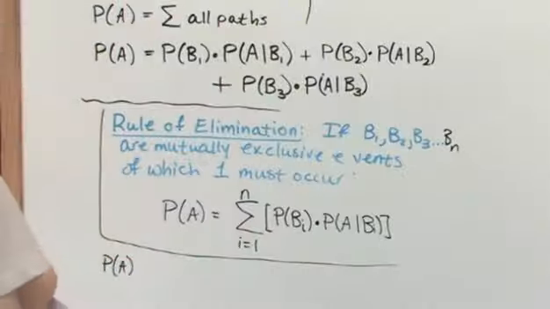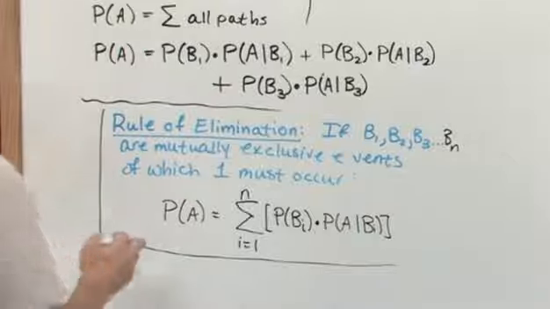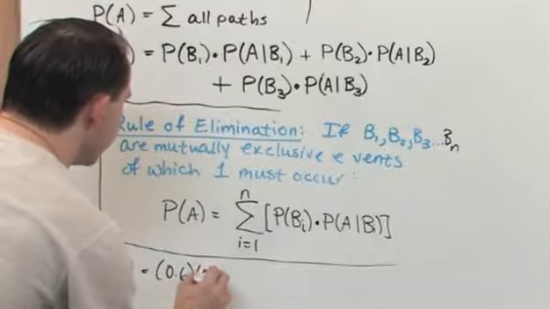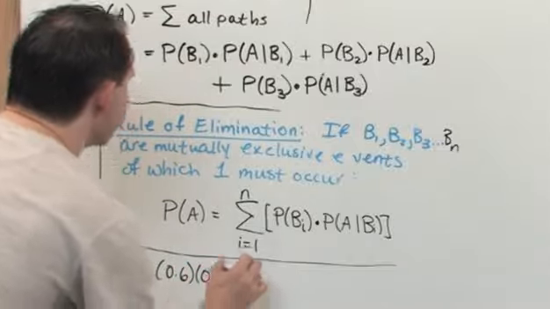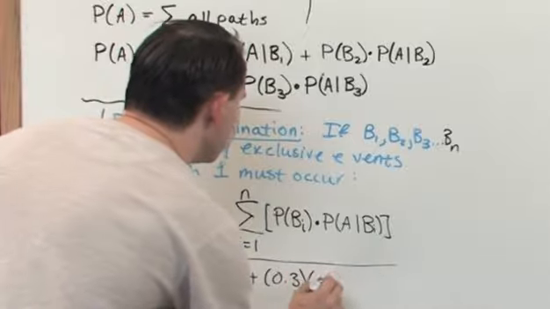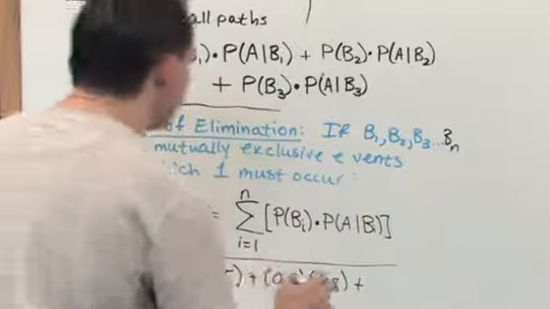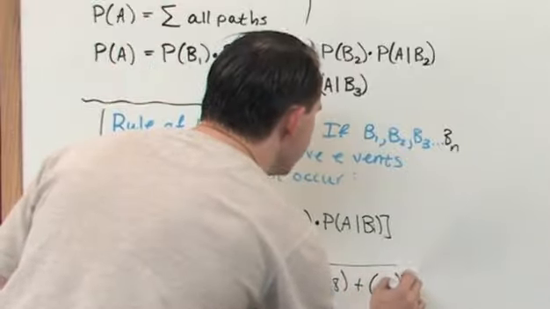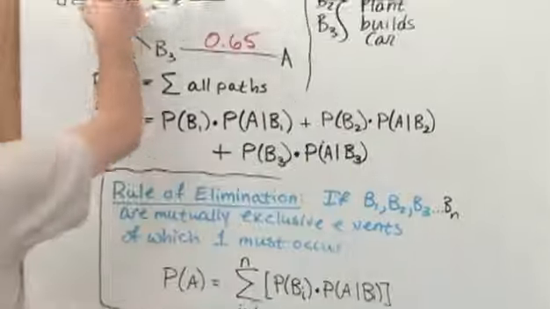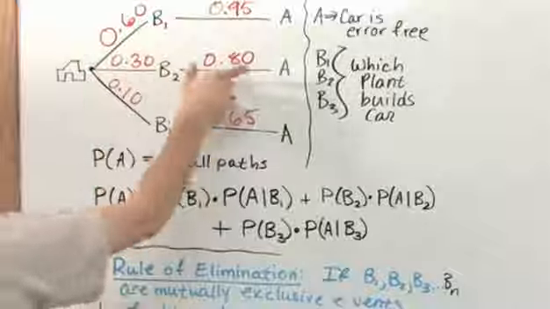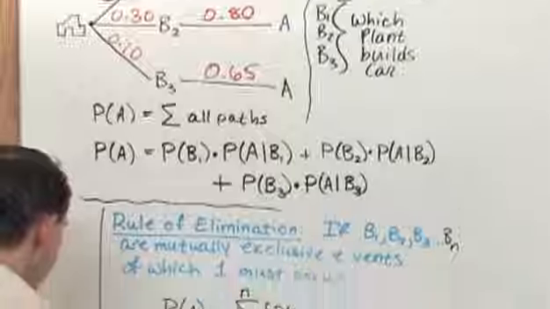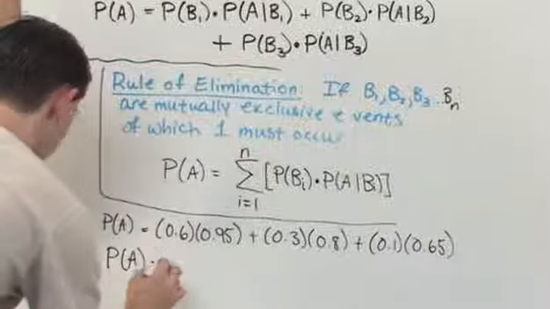Okay, so getting back to our specific example, the probability of A in our example is going to be equal to basically 0.6 times 0.95 plus 0.3 times 0.8 plus 0.1 times 0.65. And this is nothing more than this probability times this, plus this times this, plus this times this. That's exactly what we're doing. And when you write all that stuff down, the probability of event A occurring is 0.875.